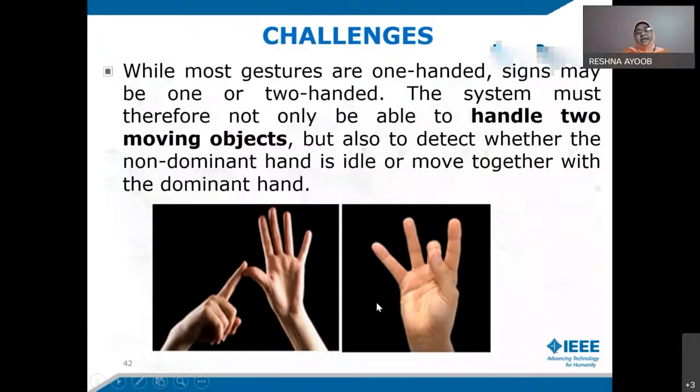In American Sign Language and many other sign languages, one hand is used for making signs. In Indian Sign Language, two hands are used for showing the signs. Sometimes one hand is moved faster than the other, sometimes both hands move together, and sometimes both hands are idle. In all these conditions, we have to track the hands. The system was therefore not only able to handle two moving objects, but also to detect whether the non-dominant hand is idle or moves together with the dominant hand.